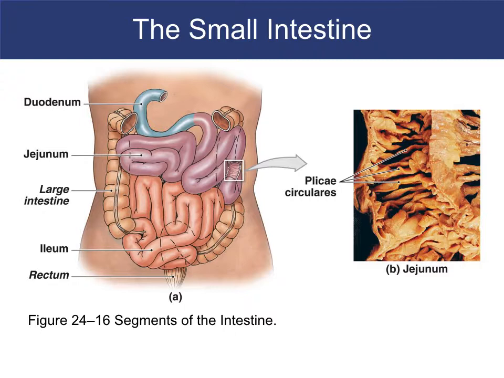This is that jejunum. What the jejunum looks like has a bunch of plicae circulares, these folds that increase the amount of surface area, so there's more room to absorb the food we need to absorb through the wall of the small intestine.